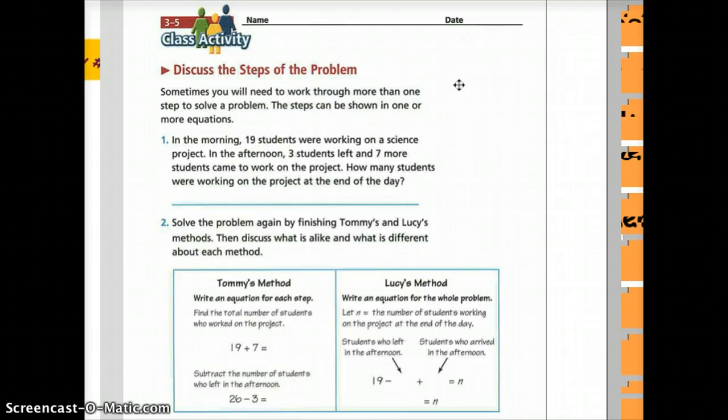So what is this problem about? This problem is about students working together on a science project. Okay, what do you need to find out? How many students were there at the end of the day?